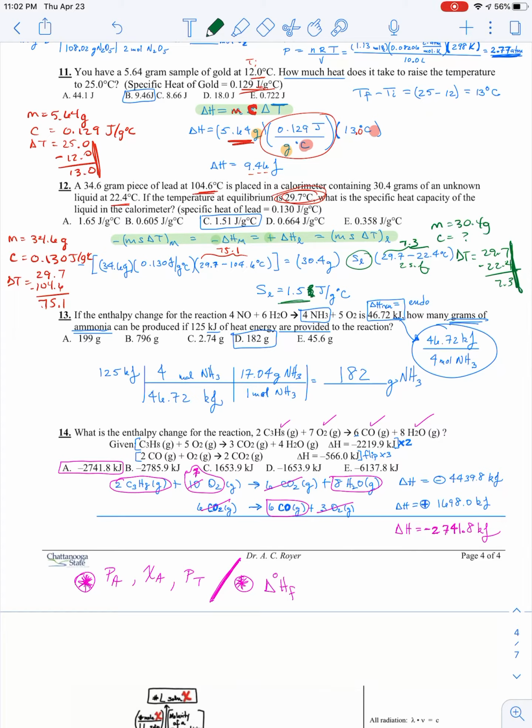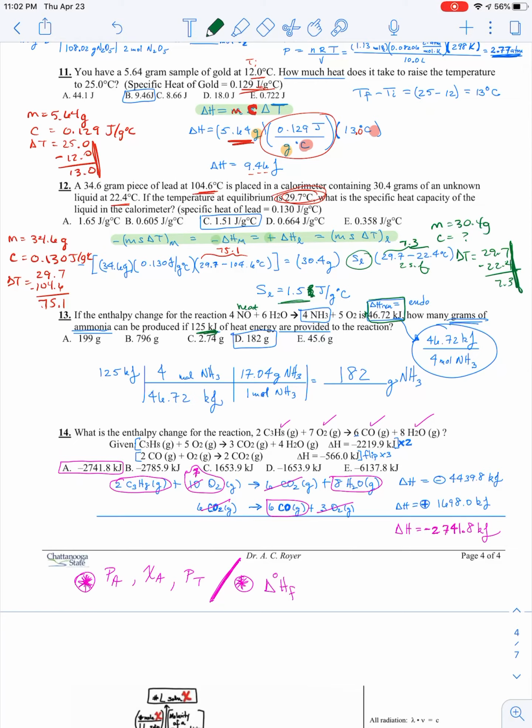All right, question 13. We have an enthalpy change, and it's this number. This is your H of reaction. So that is endothermic. Notice it's positive. That's energy that's going in, so the energy would be written on that side. How many grams of ammonia would be produced if we have this much heat provided?